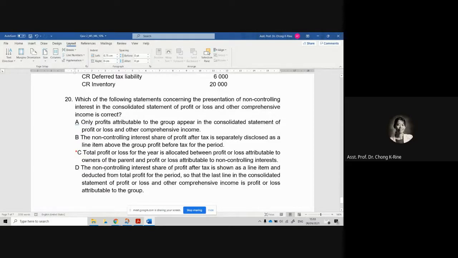For the conceptual question, cannot help. Number one, depend on your luck. Number two, depend on your understanding. Number three, depends on your luck.